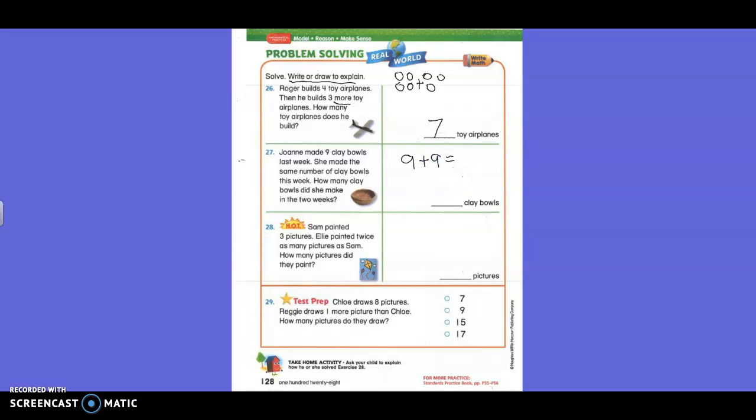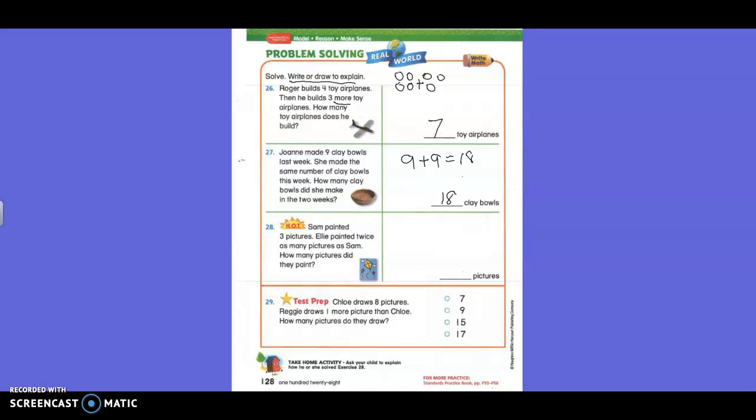Okay, now that's a double fact. What is 9 plus 9? Chase? 18. So you can write your answer of 18 clay bowls. Okay. In 2 weeks, you need 18 clay bowls. All right, now we have a hard problem. You guys can do it, it's okay.